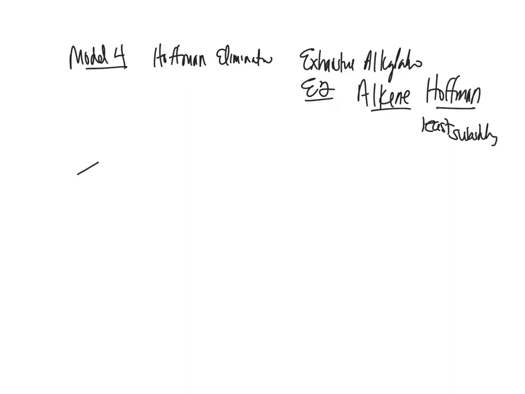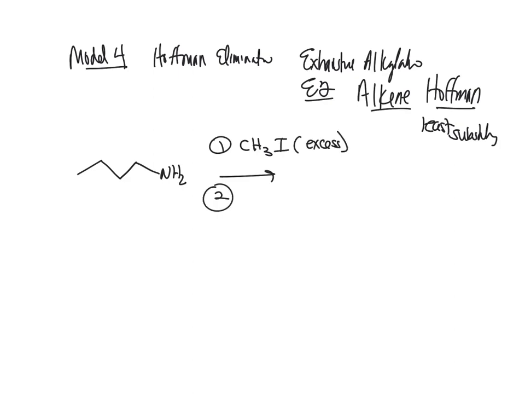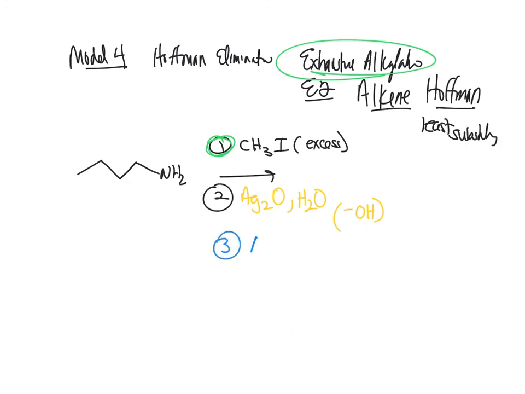So how you do that here is you take your primary amine, and the first reagent you add is iodomethane, and you're going to add excessive amounts of that because you do want exhaustive alkylation. That's the first thing you want with step number 1. And then step number 2, you're going to react with silver oxide and a little bit of water. This is going to generate an OH minus, okay? So we'll talk about that. And then the third thing you want to do is just heat.